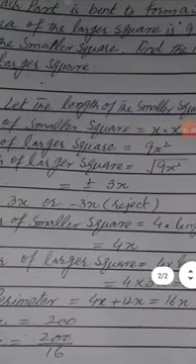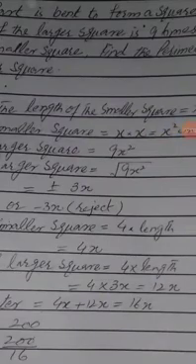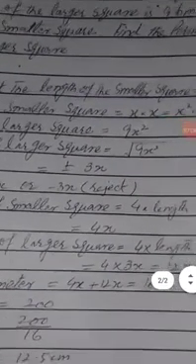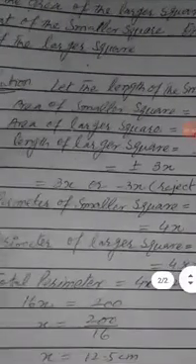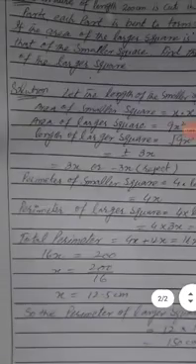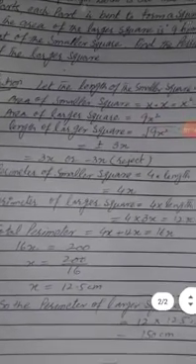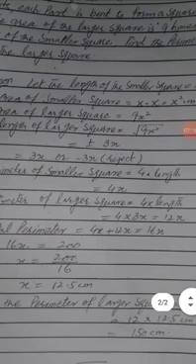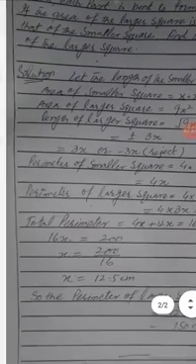Now perimeter of the smaller square. The formula of perimeter of a square is 4 multiply length, and the length of the smaller square is x. So perimeter of the smaller square is 4x. Similarly, perimeter of the larger square, 4 multiply length. This is the formula of perimeter of square. Length of the larger square is 3x. So 4 multiply 3x is equal to 12x.